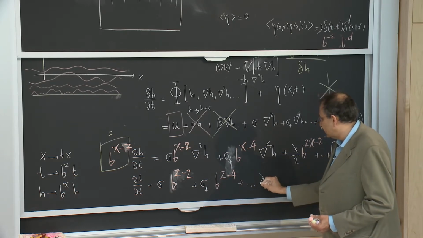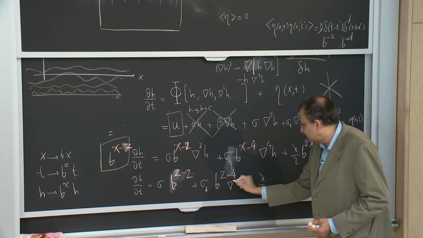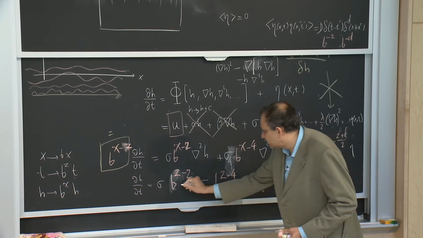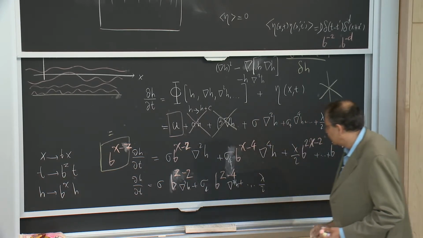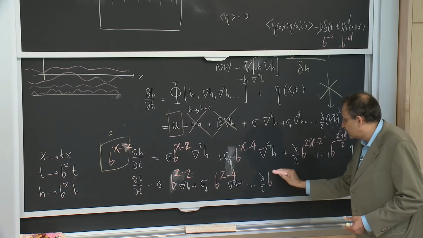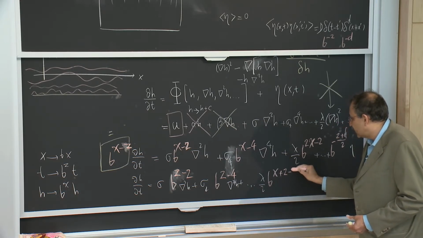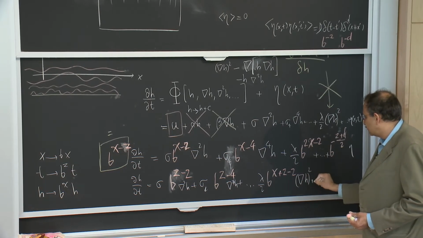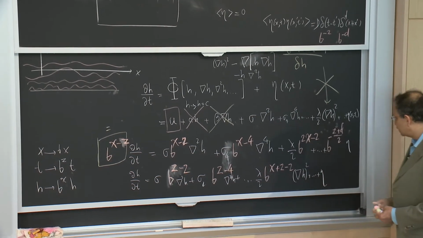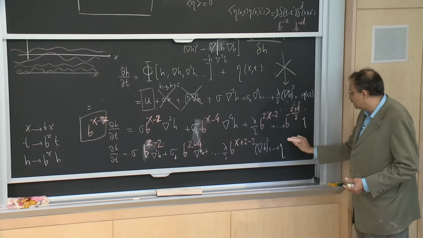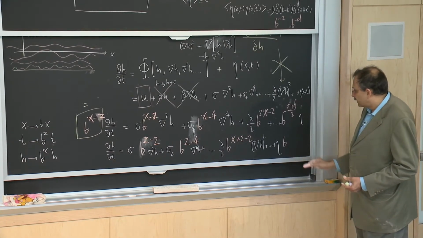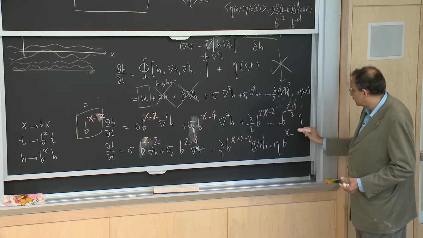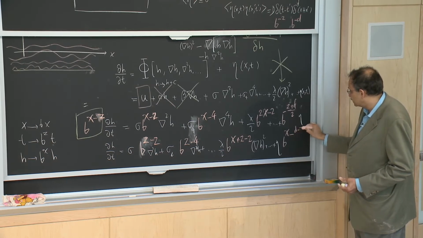And then lambda over 2, this is Laplacian of h. This fourth derivative of h, this is Laplacian of h. This term becomes b to the chi plus z minus 2, gradient of h squared. And the final term becomes b to the chi minus d minus z over 2.